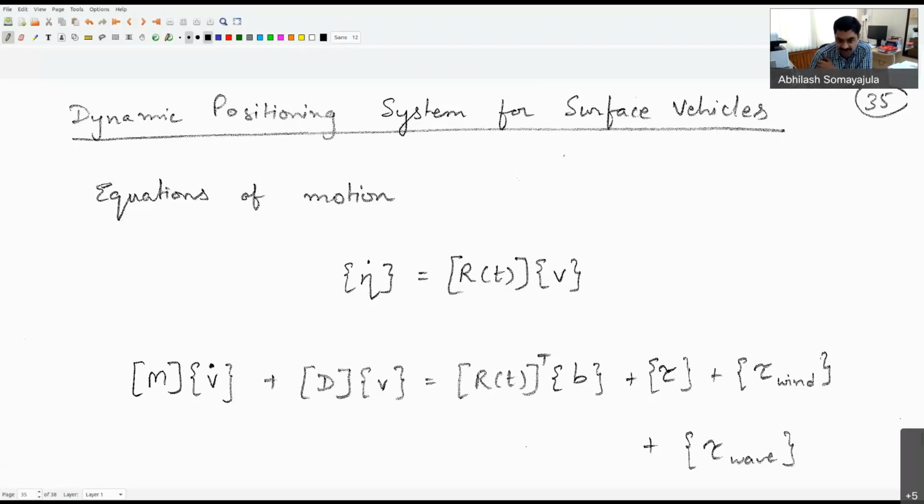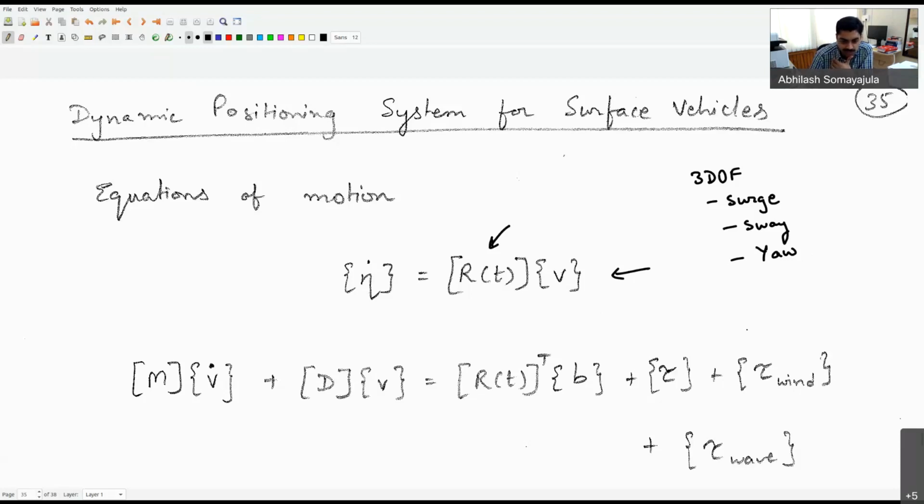So our equations of motion are the same as what we saw before. We have the kinematics, and here we are going to consider a 3 degree of freedom system, which means we are looking at surge, sway, and yaw. That is why, instead of the J matrix which comes in here, we have the rotation matrix specified, because that only takes care of the rotation in 1 degree of freedom, which is the yaw angle. We are not considering pitch and roll in this particular scenario.